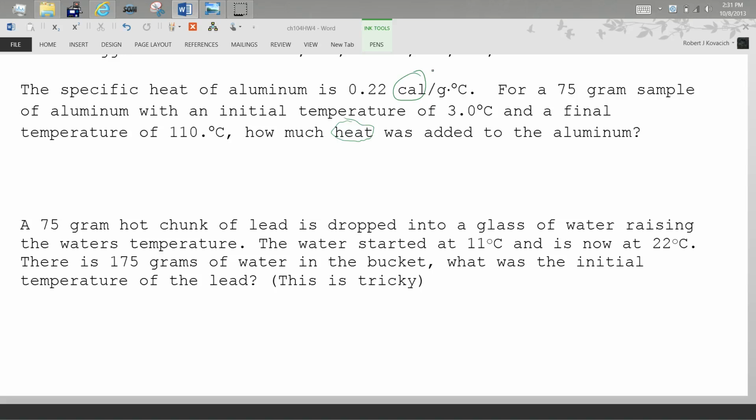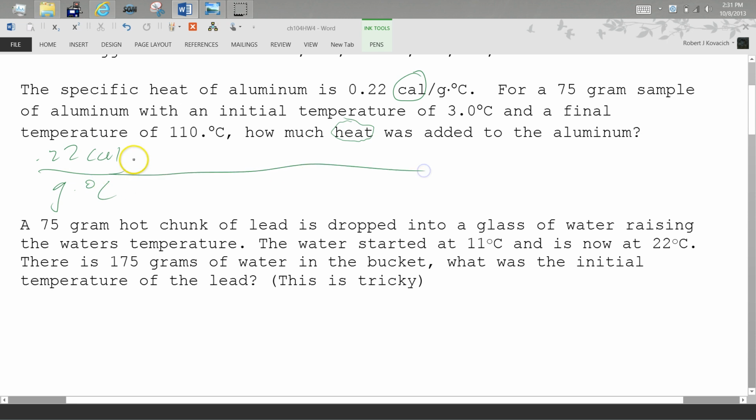So that means I need to use that number somehow to calculate my heat for this problem. Since I'm looking for heat and I want the calorie unit, I'm going to write 0.22 calories per gram degree C. Why am I writing it like that in the railroad track? So we can cancel out. I need the unit calories to be in the numerator when I'm finished, and so I put it in the railroad track in the numerator.